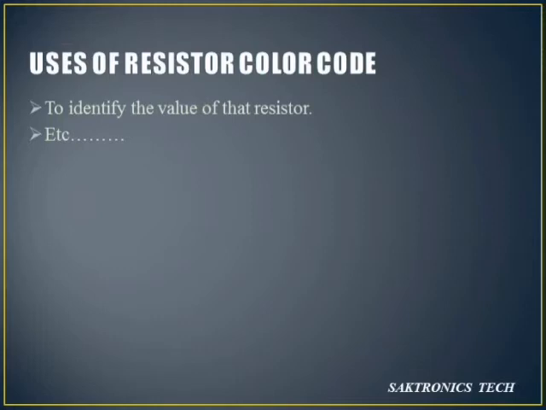But let's say we don't have a multimeter, and it is not identified in the carton or in the package of that resistor. So the best and the most recommended way is just to use our color code to find the value of that resistor we want to use.